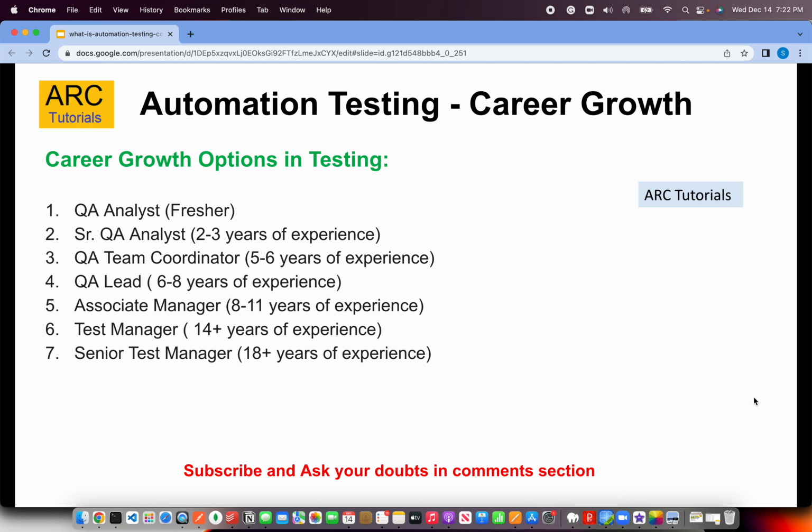If you talk about the career growth, if you're joining as a fresher, you might be a QA analyst. In 2 to 3 years, you might become senior QA. In 5 to 6 years or so, you should be looking at QA team coordinator. 6 to 8 years, automation QA lead, architect, then probably associate manager, test manager, senior manager, and so on. So that's a career progression. Again, it varies from industry to industry, domain to domain, but this is a typical chart that you should look at in terms of growth as a software automation QA engineer.